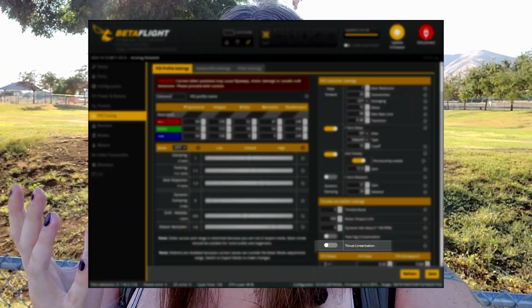First and foremost, we're going to talk about throttle linearization. Now, this is supposed to make your throttle a little bit more predictable with normal flying, but with 3D mode, it tends to add a little bit of judder and kick to your transitions. So just make sure that's disabled, and you should have a pretty good time.